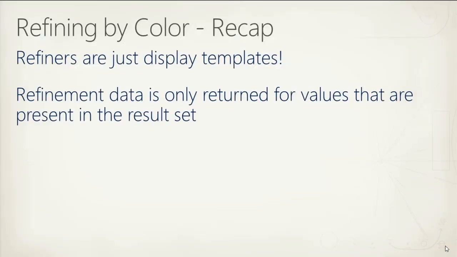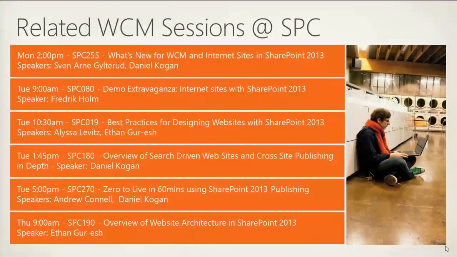They're just display templates, so everything we've already learned about using jQuery, about using CSS, just applies. And one detail, refinement data is only returned for values that are present in the result set. So you saw as I clicked through my colors, I grayed out the other colors that weren't in the data. That's because the refiner isn't telling me about the other colors that could be there. So I had to do a little bit of design magic to know ahead of time what colors my products were going to be and set that up. And that's really all we need for refiners. Same technology as everything else. And I'll throw it back to Ethan.